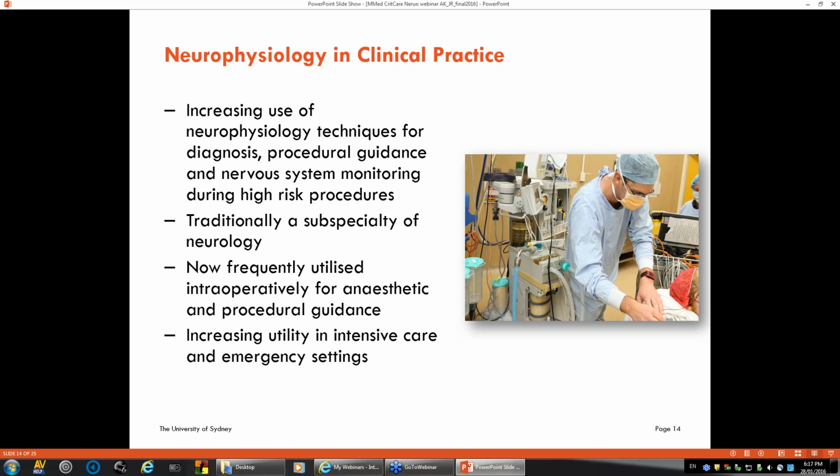Intraoperative monitoring and the use of neurophysiology techniques has traditionally been a realm of neurology, in particular a subspecialty realm of neurology, but that's changing recently with more and more people becoming involved in this area, and the vast majority of those are not actually trained as neurologists. Frequently we see that these techniques are being used as an adjunct to the techniques used by anaesthetists in their daily practice as part of patient welfare monitoring and guidance for proceduralists. And also recently we've seen an increase in the use of similar techniques in diagnosis and prognostication in patients in intensive care and emergency care settings.